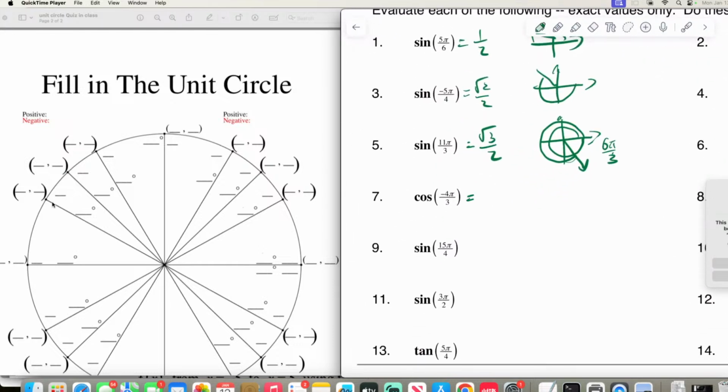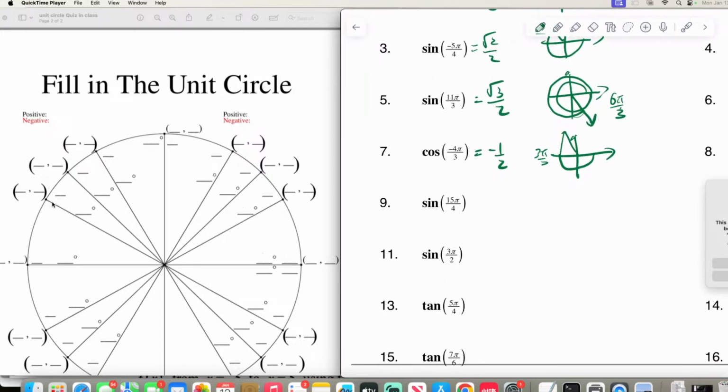Cosine of negative 4 pi over 3. Now it's a negative angle, so it's cosine of 4 pi over 3, at least 3 pi over 3. So 4 pi over 3 is right here. So I think it's negative 1/2. Is that okay so far? Do you have any questions so far?